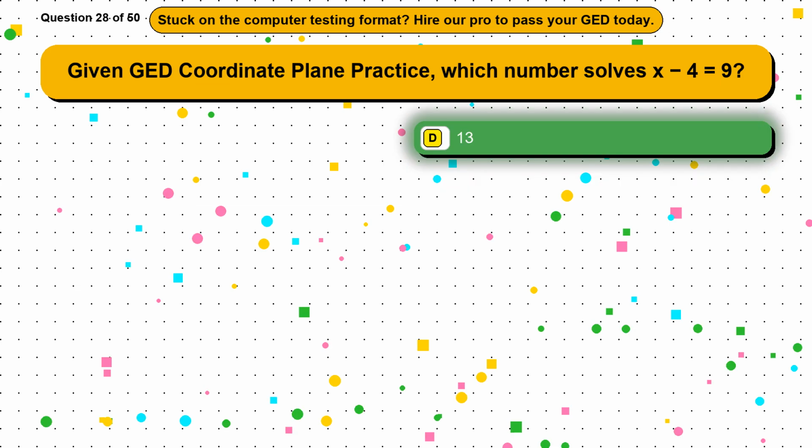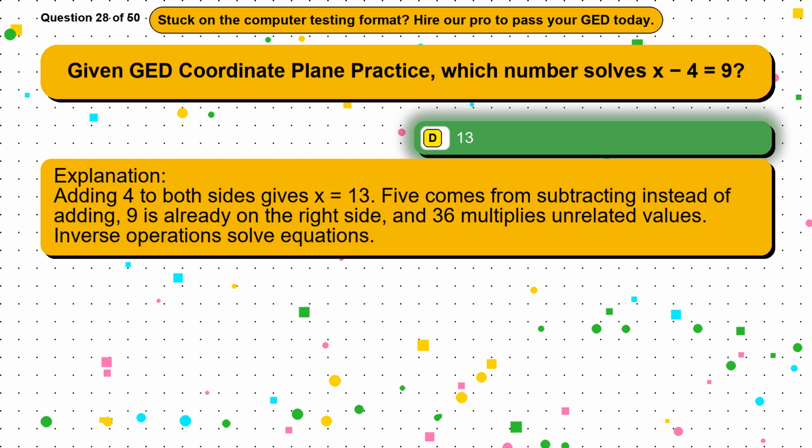13. Adding 4 to both sides gives x equals 13. 5 comes from subtracting instead of adding, 9 is already on the right side, and 36 multiplies unrelated values. Inverse operations solve equations.